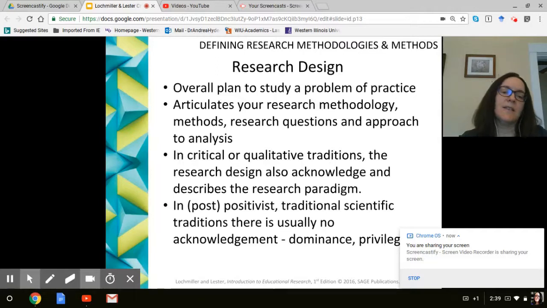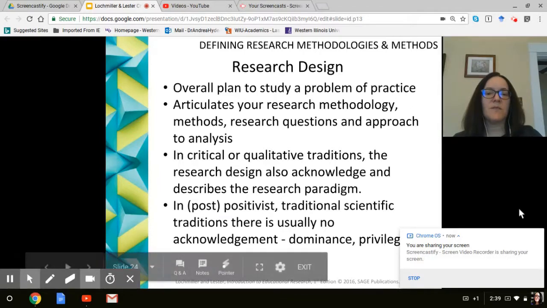So again, you should be articulating this if you're writing a research proposal for a class. When we describe research design in our published research, we don't always mention this, especially if we're writing from the traditional scientific research background. Qualitative researchers will always describe their research design, and I've read some quantitative researchers that do as well.